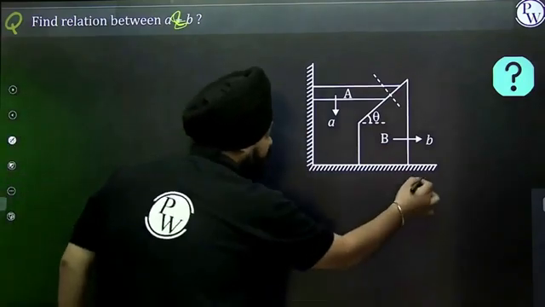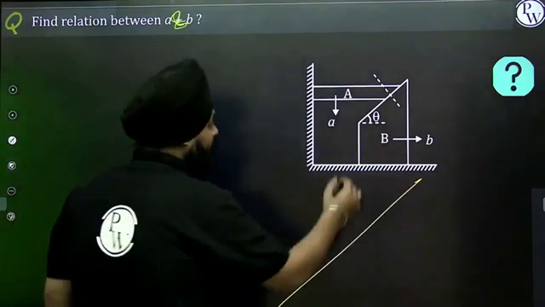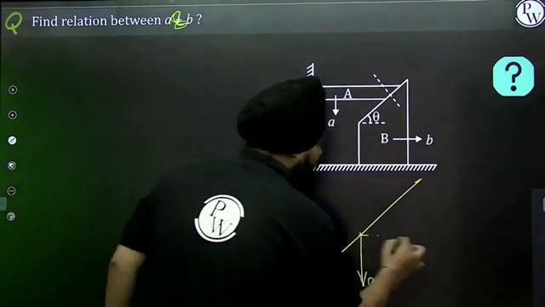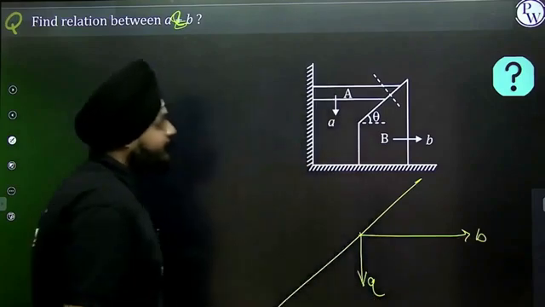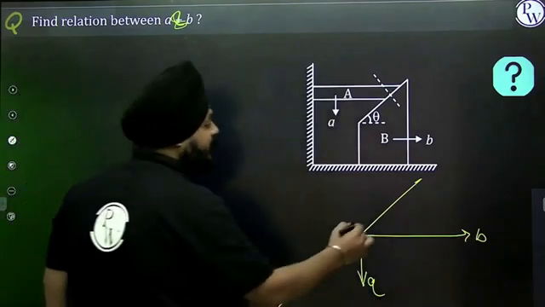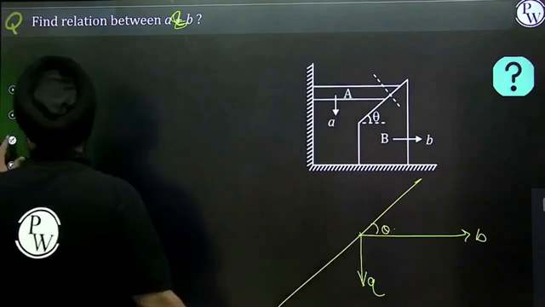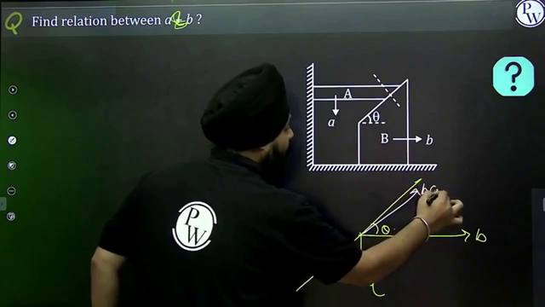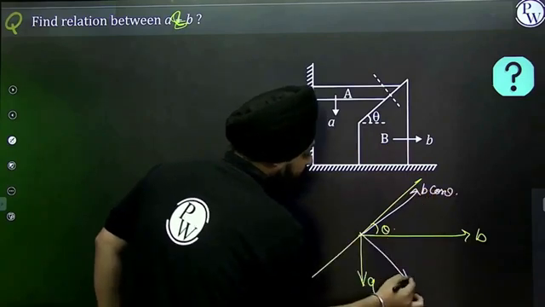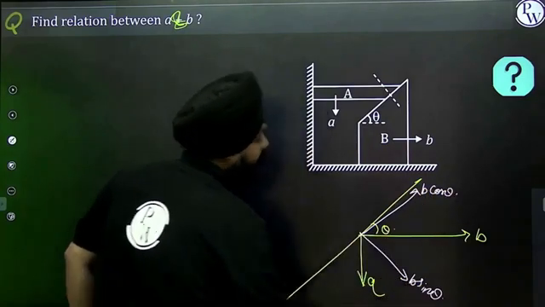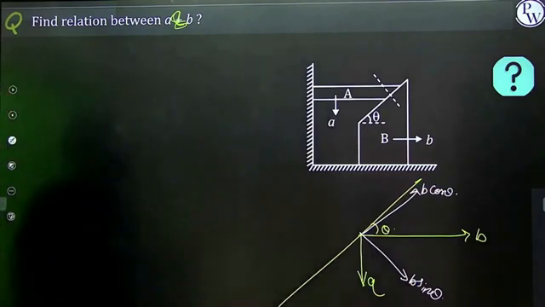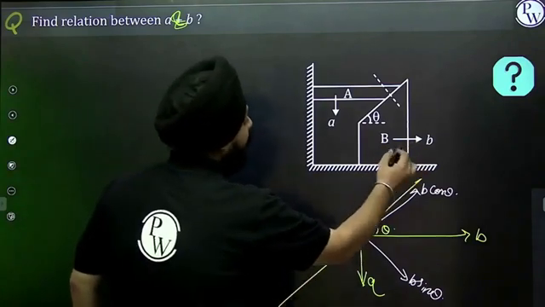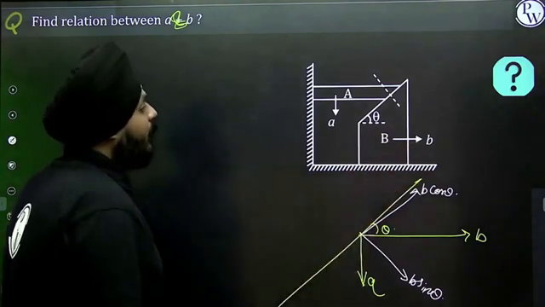Let's draw the FBD for this. This is a contact. One that is in the downward direction, that is A. Second, that is in the right direction, it is B. Now suppose this is theta. If this is theta, I am plotting the components. This will be B cos theta, and this will be B sin theta.